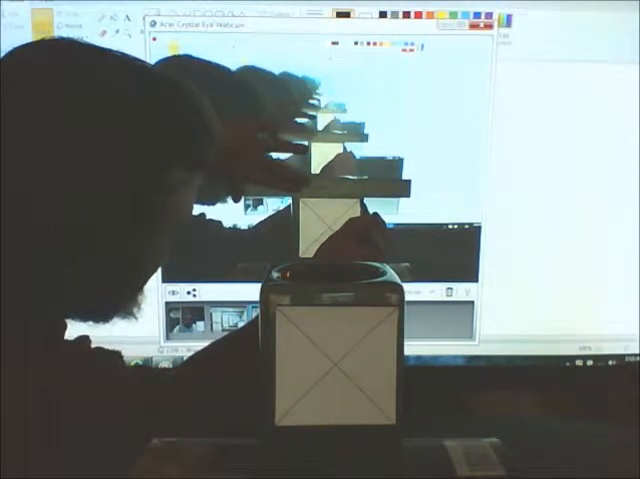Again, trying my best not to move and trying my best to represent these. Right now it may look square, but actually it's a little bit off, and actually the bottom side is a little bit stretched.